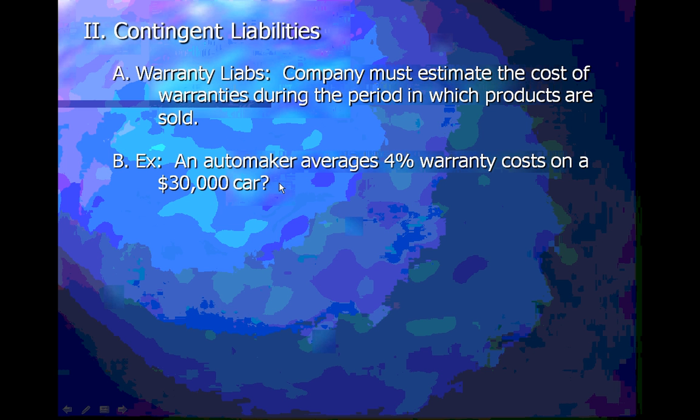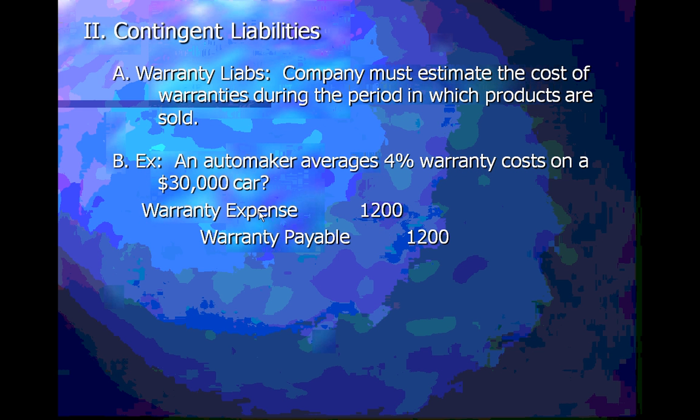All right, here's an example. Suppose we average about 4% warranty costs on a $30,000 car. Well, nobody knows exactly how many warranties you're going to have. They might have a recall, but you have to estimate it. If we say 4%, well, take away 2 zeros here. 1% is 300, so 4% is 4 times that. That'd be 1,200. So warranty expense is 1,200. Warranty payable is 1,200. What I've done here is shift the anticipated cost of warranties to the current expense period so that that cost, in accordance with the matching principle, matches the $30,000 car. In other words, I bought the car now, then the warranty costs should be recorded right now. So here you go, warranty expense 1,200, warranty payable.